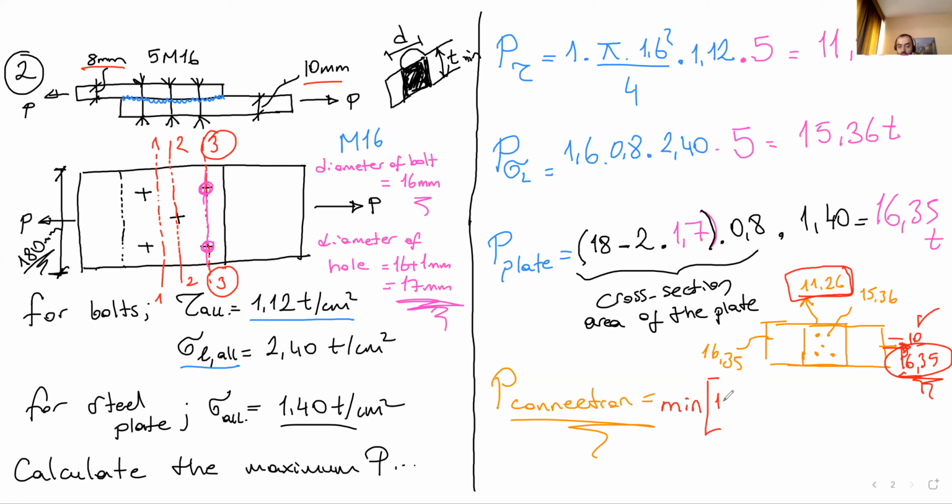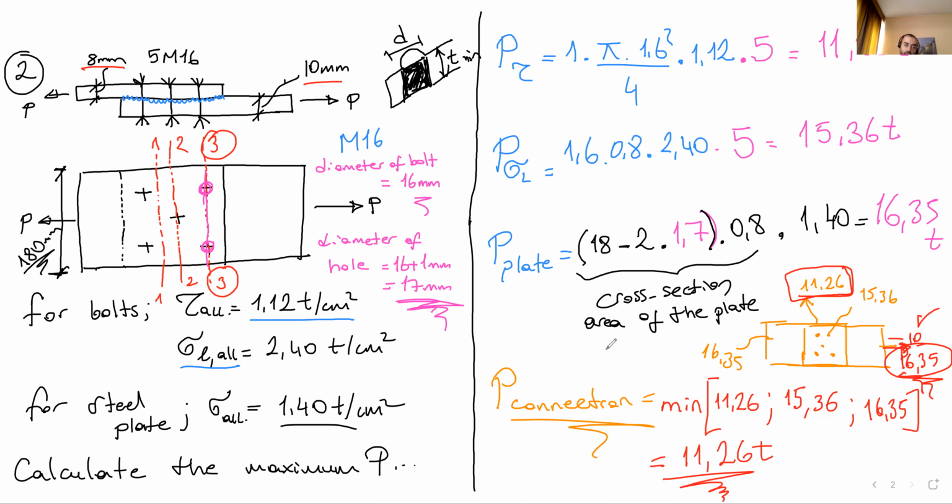What we have? This one, and minimum here is 11.26 tons. Okay. This is the capacity of the connection. Okay, this is the, what is this? Yes, this is the capacity of the connection.